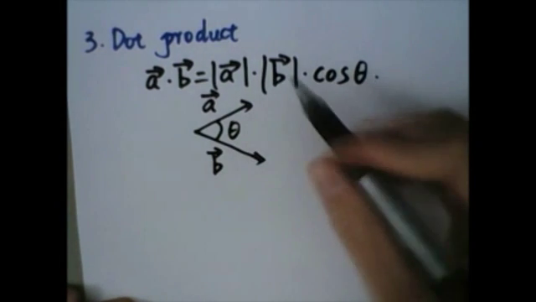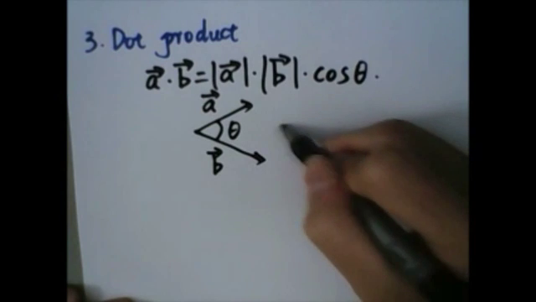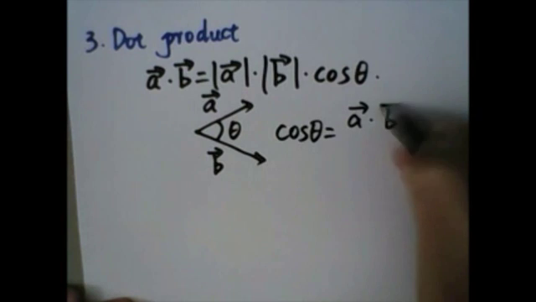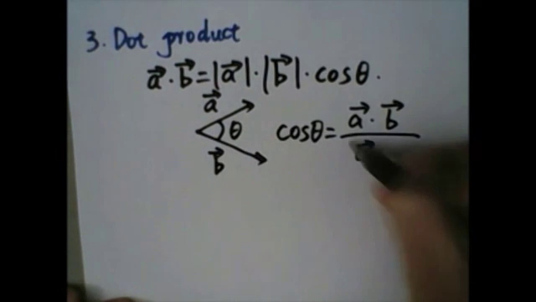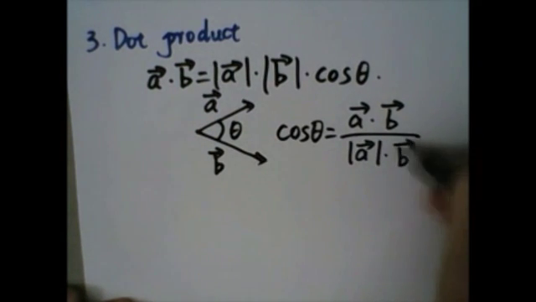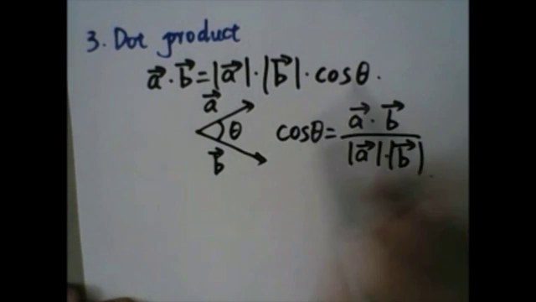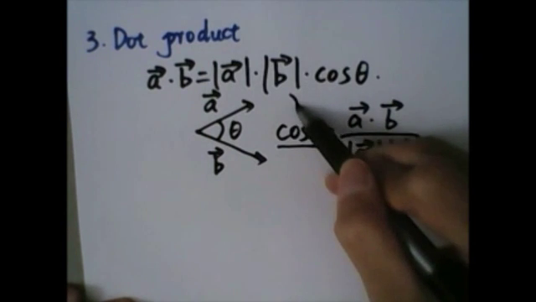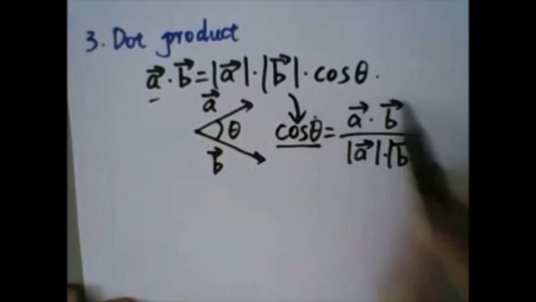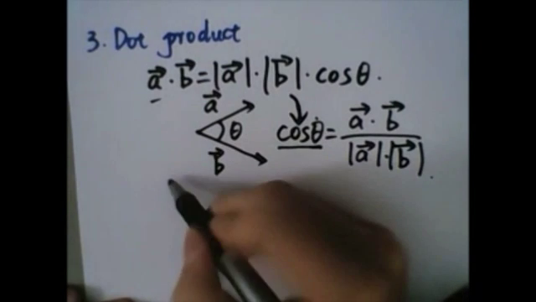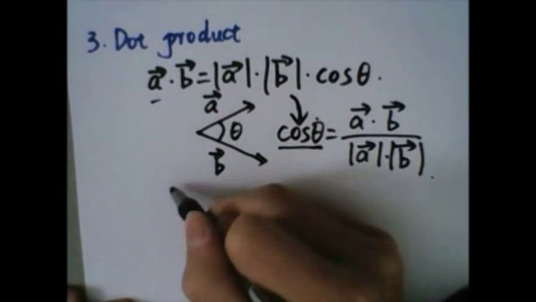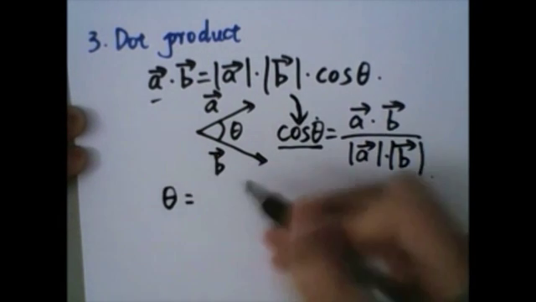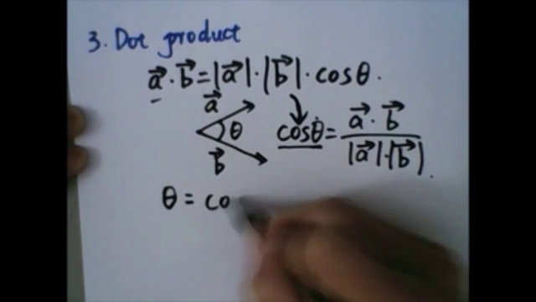Then we can easily find the angle between A and B because cosine theta is equal to A dot B divided by the length of A divided by the length of B. This formula is just from this formula. So if we know vector A and vector B, then we can easily find the angle between them because theta is just equal to the inverse of this cosine function.